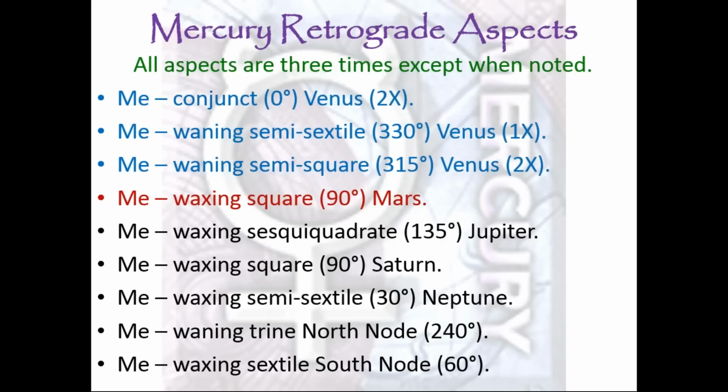Here's Mercury's retrograde aspects. All of them are 3 times except for Venus. Mercury makes 5 different aspects to Venus during this retrograde cycle, 2 conjunctions, and then it falls 30 degrees behind Venus as it's this beautiful evening star in the sky right now.